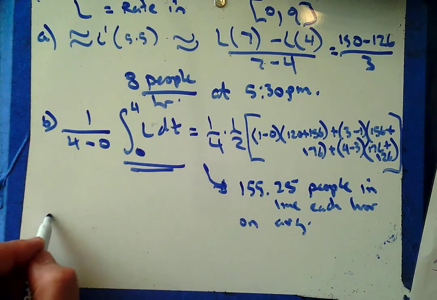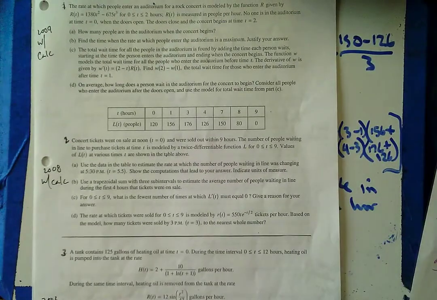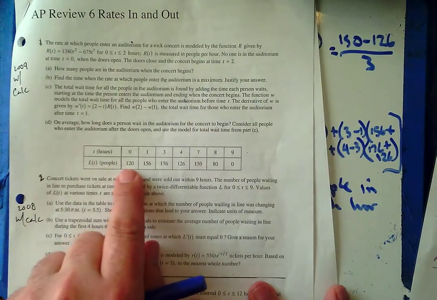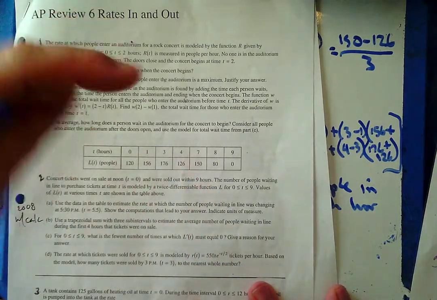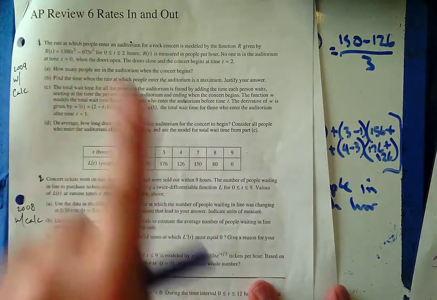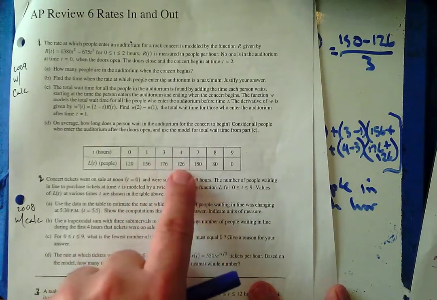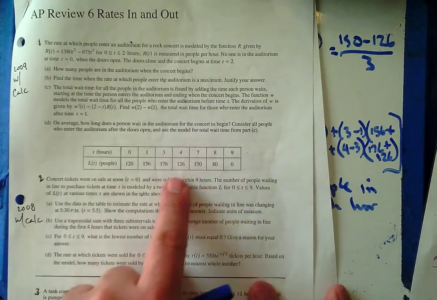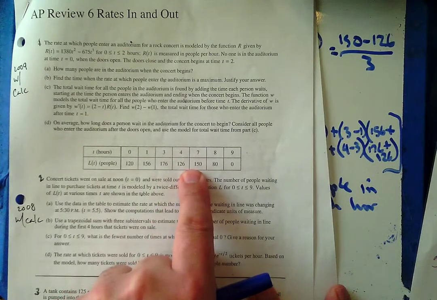Okay, part C. Part C says on 0 to 9, the fewest number of times at which L prime must equal 0. Well, L prime equals 0 when L has a max or a min. And let's notice here, our values seem to be increasing and then decreasing. So if I went from increasing to decreasing, I must have a max. And then I was decreasing, but then I'm increasing. And I don't know if this is the low point or the low point is in between here or the low point is in between here.